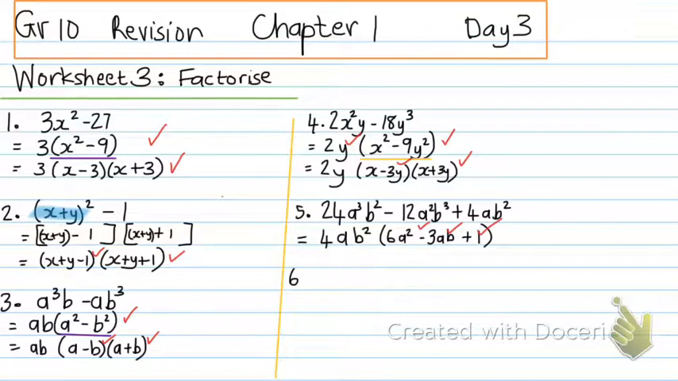Number 6, 4a to the power 6 plus 100. First I have to take out a common factor. So it's going to be 4 as a common factor. Then I'm left with a to the power 6 plus 25. There's nothing more that I can do there.